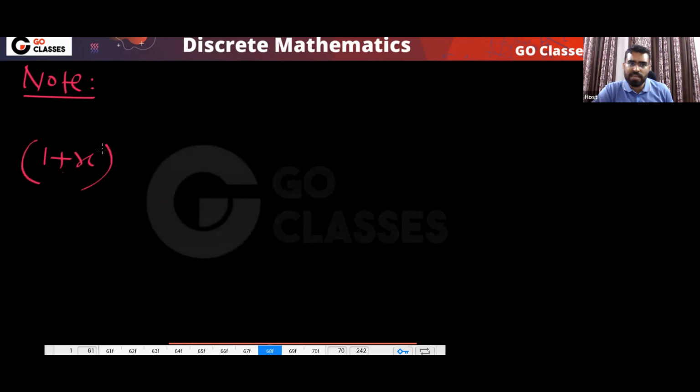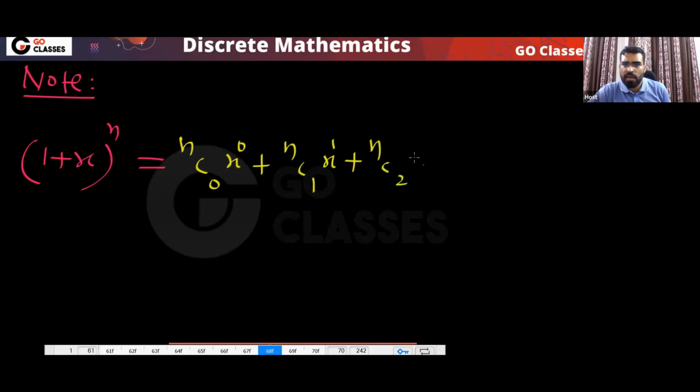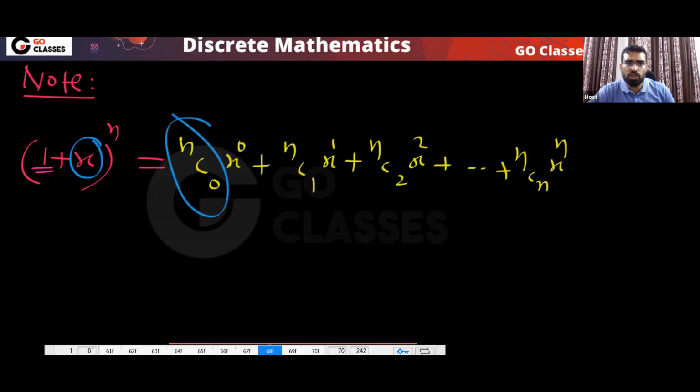What is 1 plus x power n? If one of them is fixed, then what will that be? nc0 x power 0, nc1 x power 1, nc2 x power 2, and so on, ncn x power n, right? Because this is already 1. This is fixed. So you can think like this: if x is 0, then nc0. If x is 1, then nc1. If x is 2, nc2. If x is power n, then ncn.